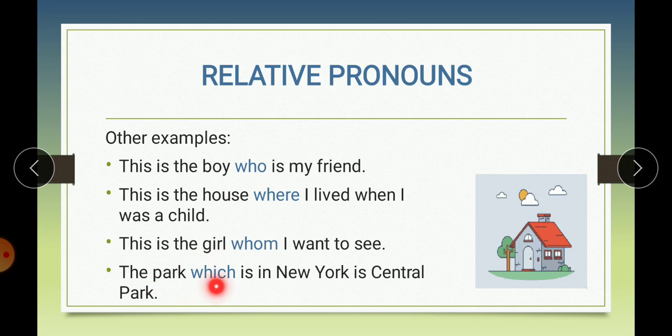The park which is in New York is Central Park. Now the word which is a relative pronoun and it is referring back to a noun, park. So relative pronouns are the pronouns that refer back to a noun that has already been used in a sentence, and that too in the same sentence. Right?